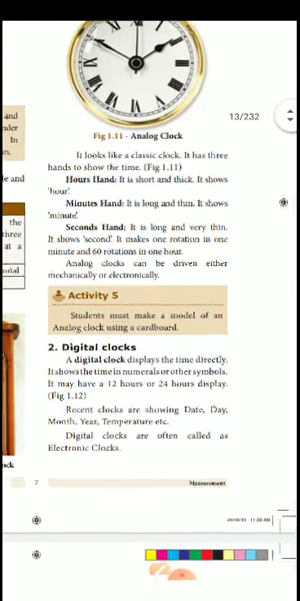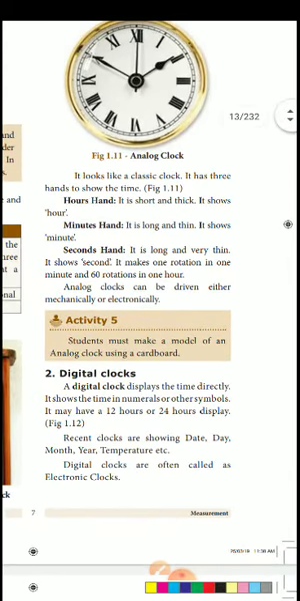An analog clock has an hour hand. You know from lower classes that the short, thick hand shows the hour, the long hand shows the minutes, and the very small second hand shows the seconds. It makes one rotation in 1 minute, and 60 rotations make 1 hour. So this is the analog clock.